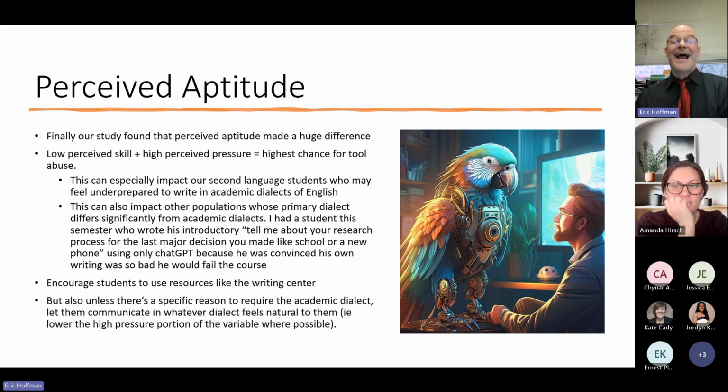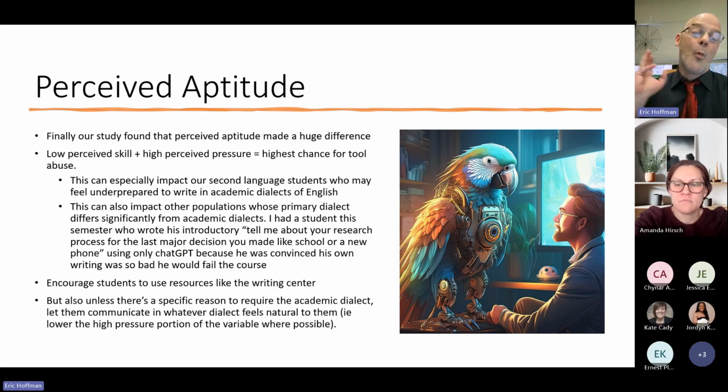But I don't think it's that rare, right? I don't think it's that rare for students to have this kind of ingrained sense of inferiority for a whole complex set of reasons, right? But it's something that I think it's important for us to be aware of. So one thing that we can do, I think, is encourage students to use resources like the Writing Center, and there are many others, right, to help increase their perception of their own skill sets.